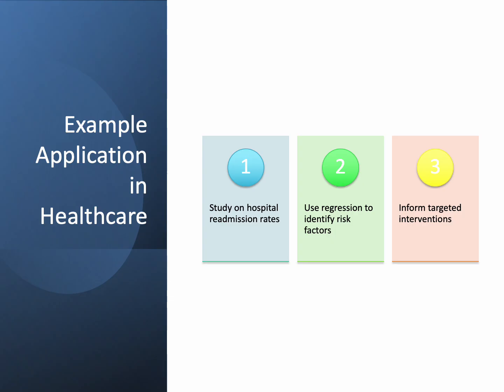study on hospital readmission rates. The study collects data on patient demographics, e.g., age, chronic conditions, treatment types, and readmission occurrences, using logistic regression to identify risk factors. For instance, the model might show that older patients with diabetes are more likely to be readmitted, p less than 0.05, indicating a significant risk factor.